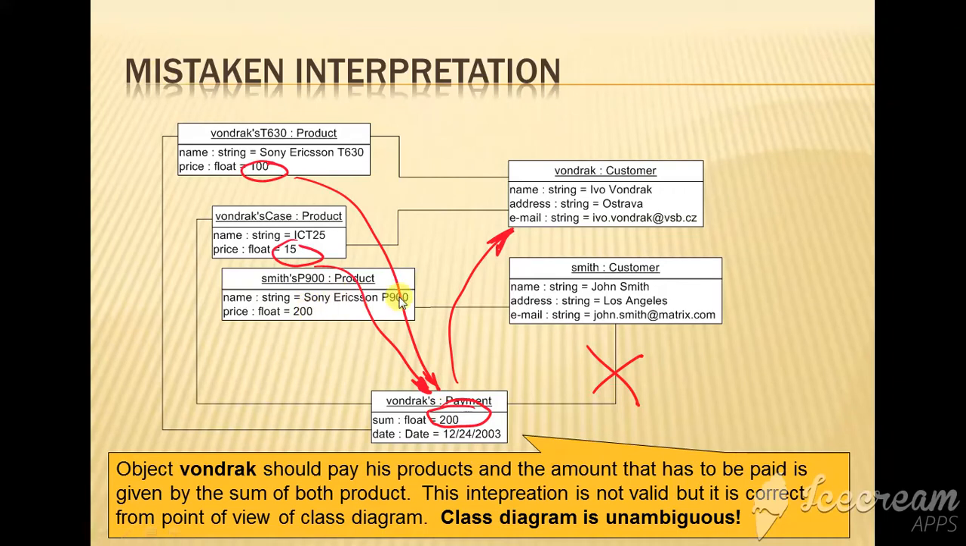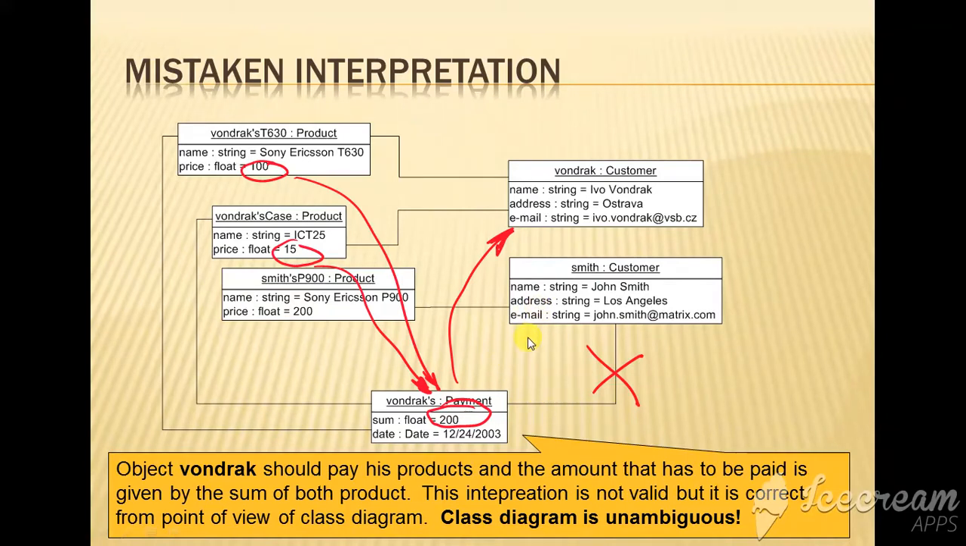Why is it 200? Because Smith, the customer, is also there, and he is purchasing the Sony Ericsson and a TV, or might be anything. So 200 rupees would have to be paid, but it is showing Vodrock's payment. The object of Vodrock should pay for his products, but instead he is paying the amount that has to be paid by Smith. So this interpretation is not valid.